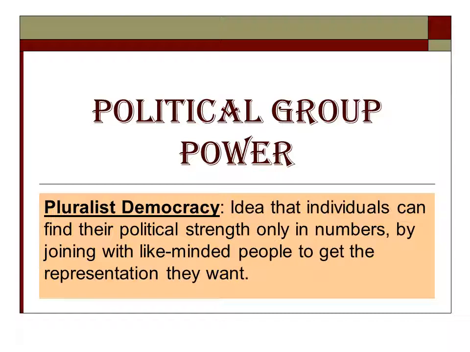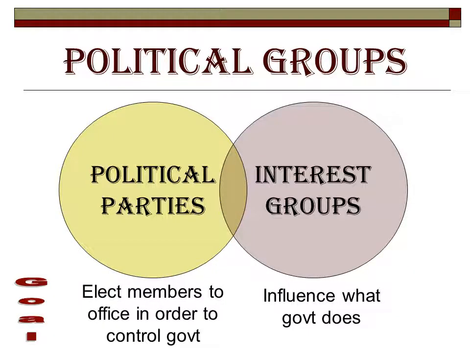And so looking at pluralist democracy as a basis for how we can act to get political power, we're going to look at two particular types of political groups in this section. The two types of political groups we're going to be looking at are called political parties and interest groups. We'll break them both out separately, but it's important to have them both on one slide just for a minute to point out the differences in the two.